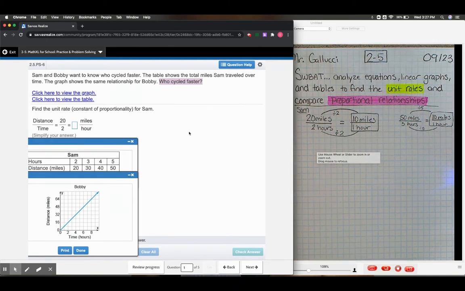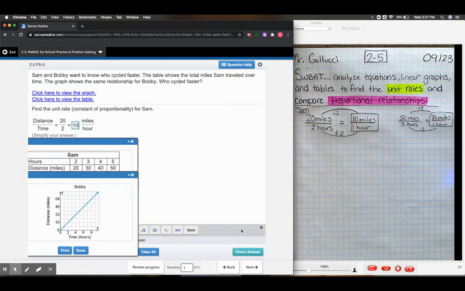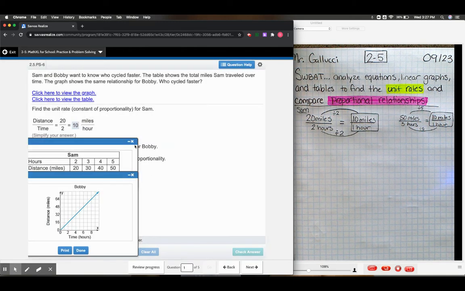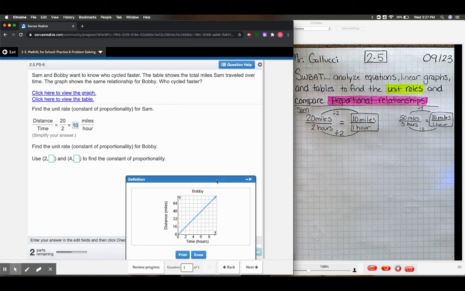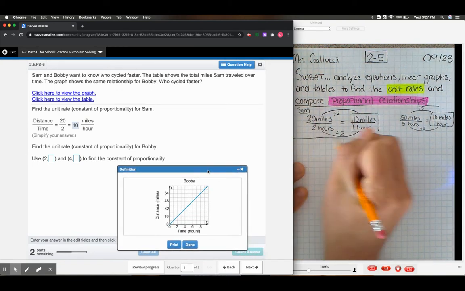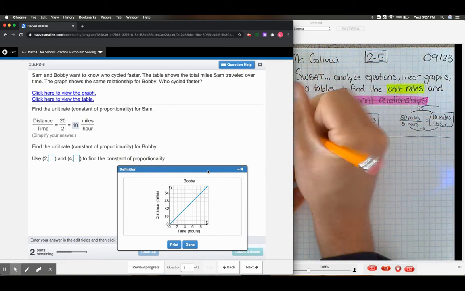All right, so now we know Sam's unit rate, so we can lock that answer in, 10 miles per hour. We can check it out. We got some nice work. Look at us. We're doing great. I'm going to get rid of the table for right now because I think next comes Bobby. Let's do a little space here. I also like to do this as number one.